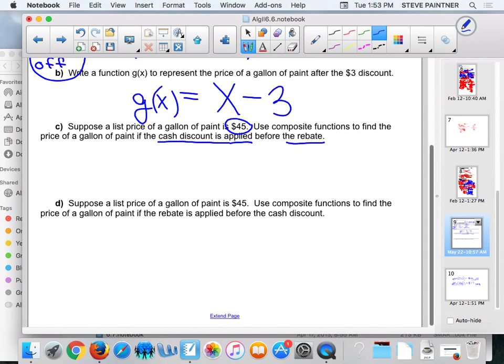Discount. Yeah, it says the cash discount is applied before the rebate. So the discount was F of X. Then they did what last? The rebate. We called that G. Do you get what just happened? What was the cost of the paint? $45. There you go. So there's your problem, everybody. It's G of F of 45. So what do you do first to the 45?